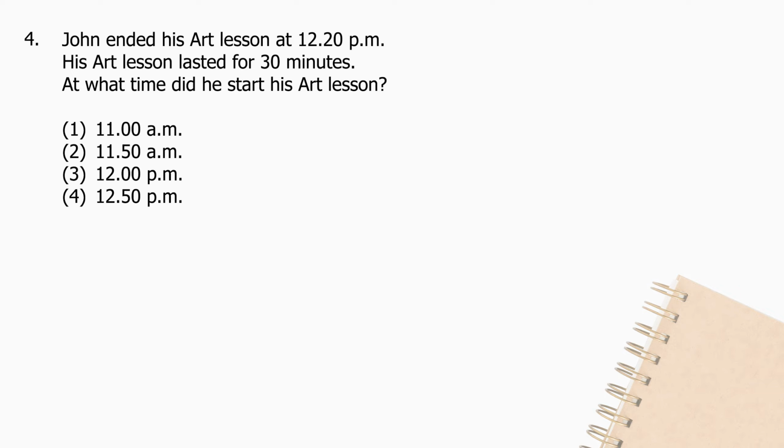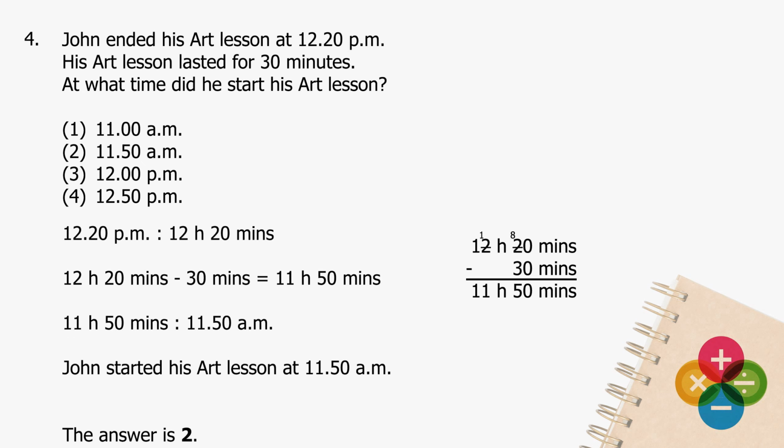Question 4. John ended his art lesson at 12:20 p.m. His art lesson lasted for 30 minutes. At what time did he start his art lesson? 12:20 p.m. is equal to 12 hours and 20 minutes. Subtract 30 minutes from 12 hours and 20 minutes, and the difference is 11 hours and 50 minutes. 11 hours and 50 minutes is equal to 11:50 a.m. John started his art lesson at 11:50 a.m. The answer is 2.